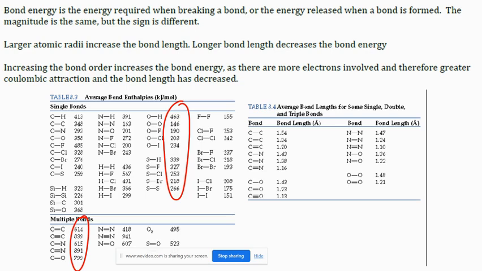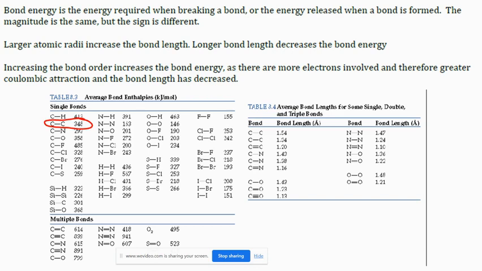The more electrons involved, the greater the attraction, and the bond length is decreased. So what they're saying with that is, let's see, we've got a CC bond here, and we're looking at the bond length. No, that's enthalpy. The enthalpy and the bond length are both indicators of strength. So we're just going to look at enthalpies here because I have a table with these.